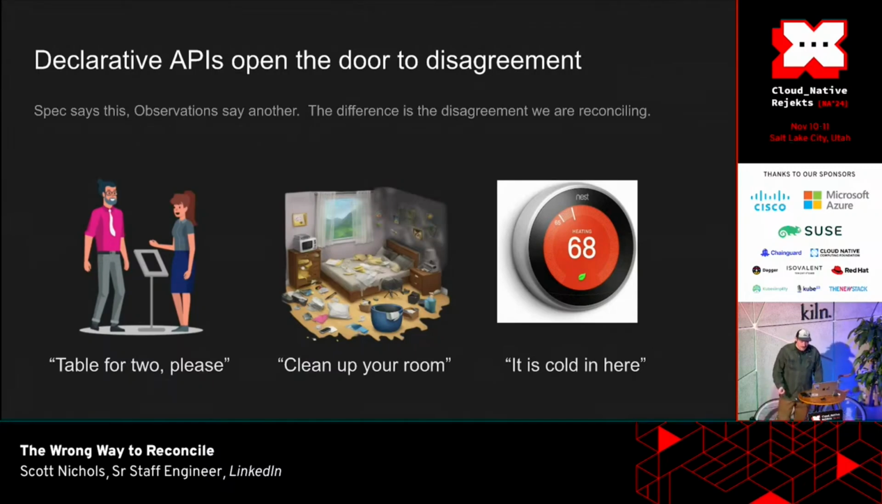We have examples of declarative APIs all over. My favorite one is the thermostat, where you say, dear thermostat, I would like the temperature to be 70 or 68 degrees. And then the thermostat's job is to measure the environment, understand all of the operational parameters for your particular HVAC system, and adjust the environment to match what it's been asked to do, right? I declare I would like my room to be 68 degrees, and depending on what it actually measures, it adjusts.